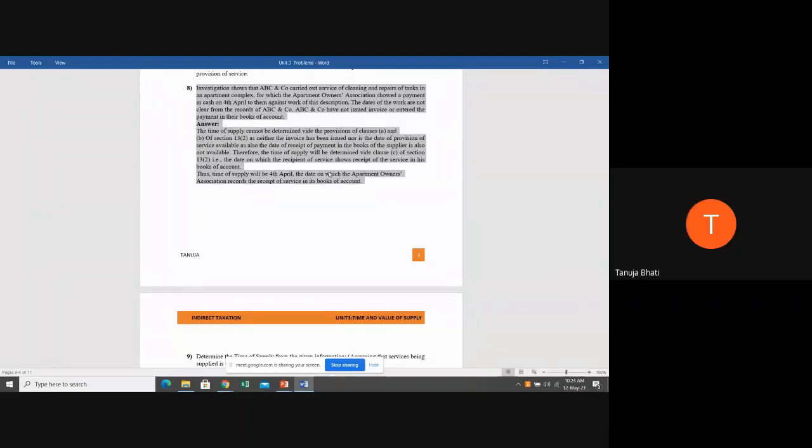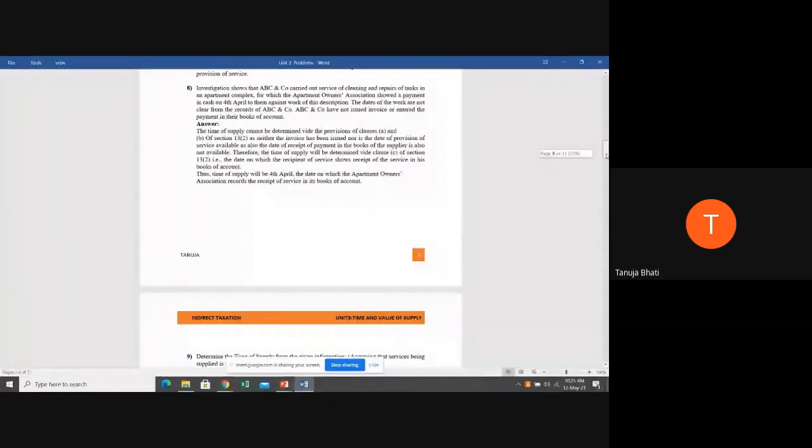Yes, ma'am. Okay. Students, overall, if you go to see, there are only 3 dates. Either the date of issue of invoice, that is the date when the invoice has been issued. Second, the date of payment. Date of payment will be either the date on which the amount is credited or debited in the bank account, or the date on which the entry of such payment is made in the books of accounts, whichever is earlier. And one more is the date of provision of service. The date of provision of service means the date on which actually the service has been provided or supplied. So there are only 3 dates which you need to differentiate.